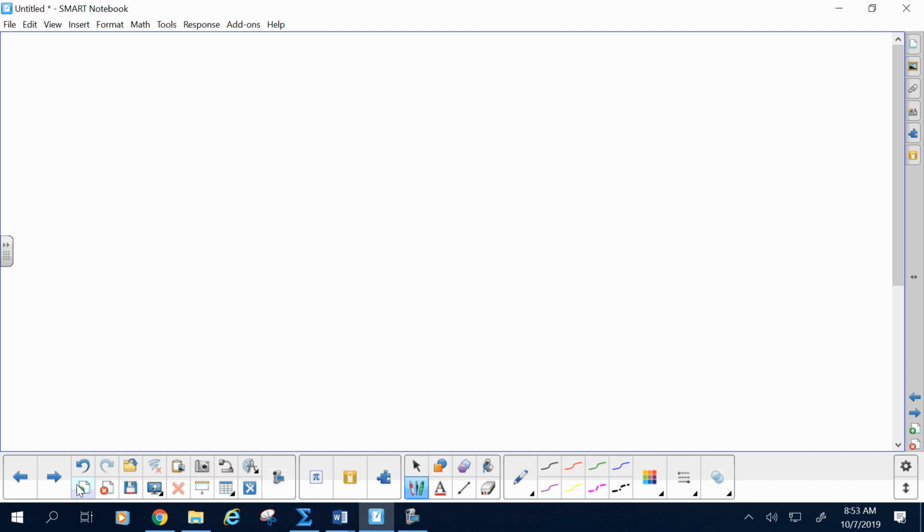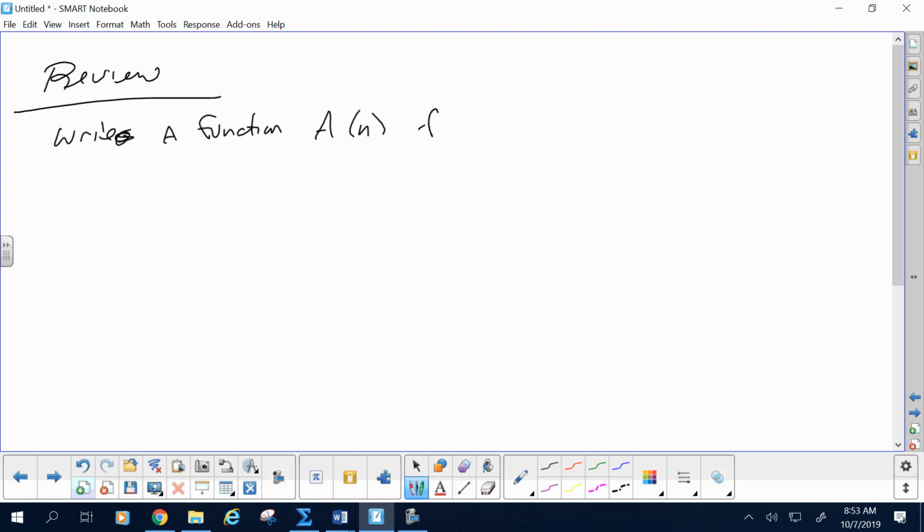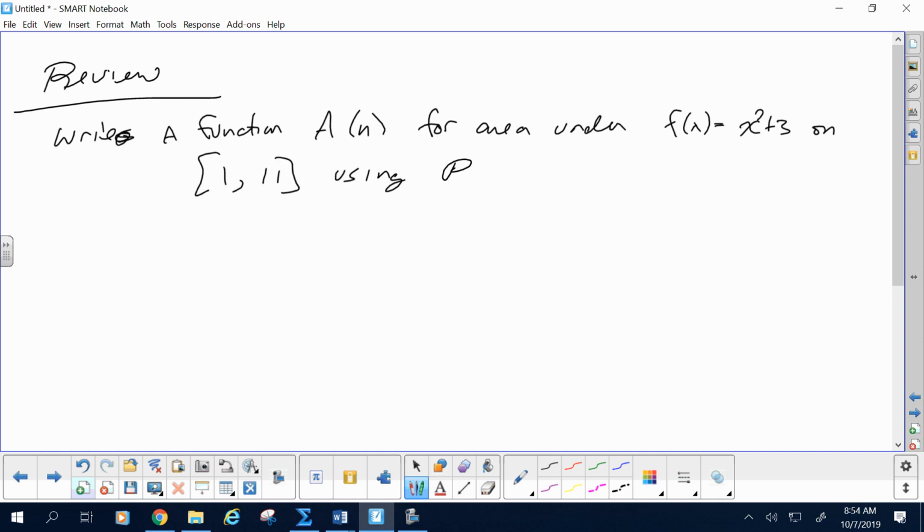I don't care if you want one or not, I'm giving you one. Okay? So if I said, don't worry, just pay attention, don't worry about writing this down. If I said, hey, write a function a sub n for the area under f of x equals x squared plus 3 on 1 to 11 using n right rectangles.